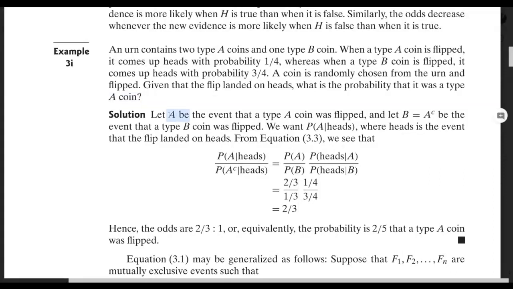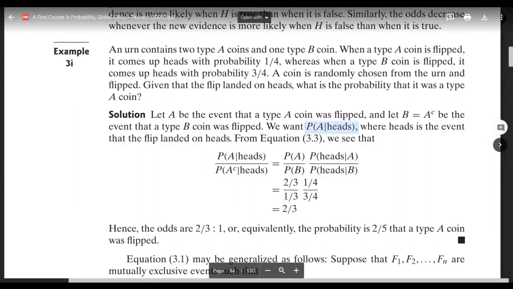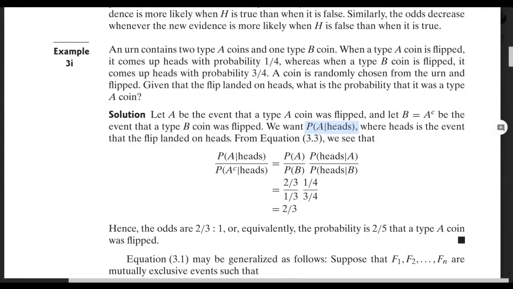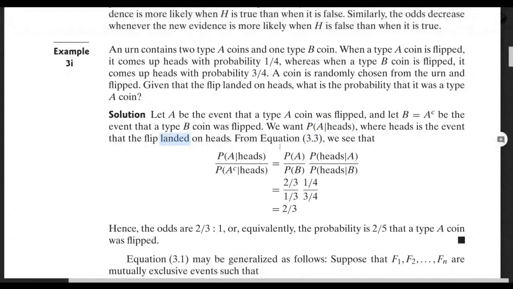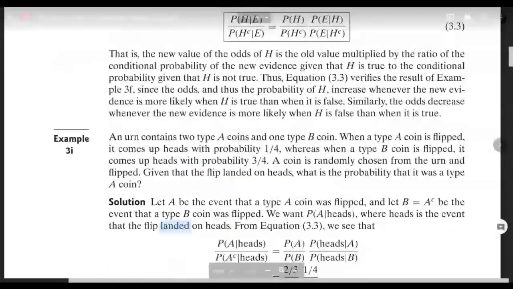So we let A be the event that a type A coin was flipped, and B, the complement of A, be the event that the type B coin was flipped. And we want the probability of A given heads: the flip happens to be a head, and the event is A, and it comes from the A coin. Right? Where heads is the event that the flip landed on heads. Okay, so from equation 3.3, the one we just saw, this one.